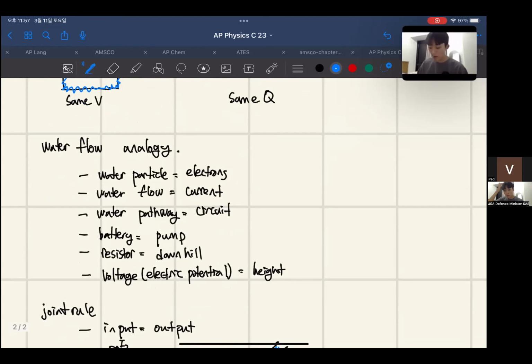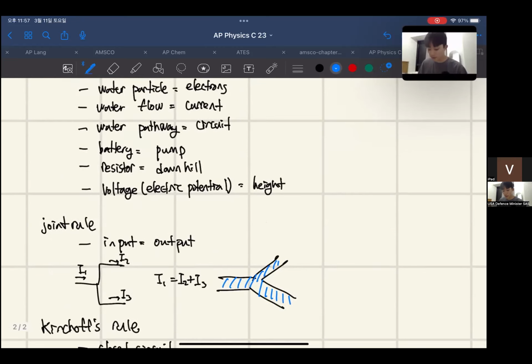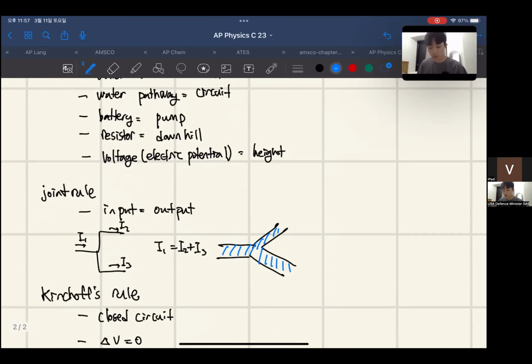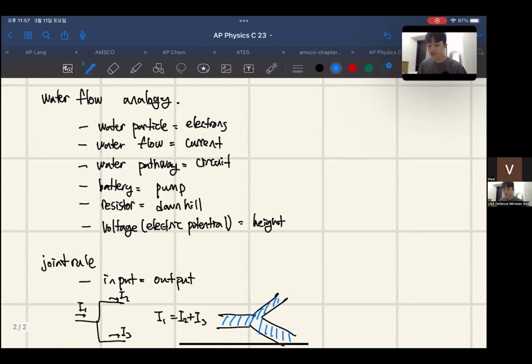Now, we are going to start talking about something more complicated, something this unit actually deals with, which are the junction rule and Kirchhoff's rule. However, before going through these two, I would like to introduce an interesting analogy, which is the water flow analogy. Water flow analogy is basically thinking of water flow or a water pathway instead of circuits, because it's simpler. Now, we can think of a water pathway with pumps.